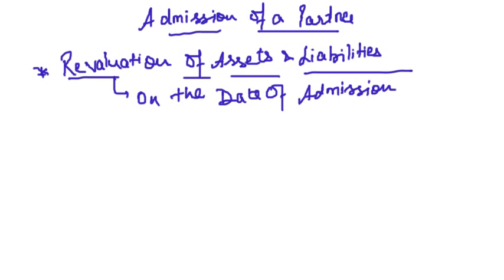Clear? So we discussed the various journal entries: if the value of an asset is appreciated, how to record that; if the value of a liability changes, how to record that, right? Now in this lecture we will see some practical problems on that. Let's see a practical problem.